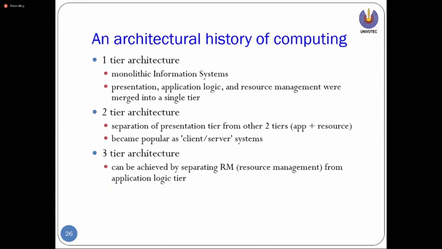Then three-tier architecture can be achieved by separating resource management from the application layer. So we have one-tier, two-tier, and three-tier architecture. Now, if we install our SQL Server on our machine, we are using one-tier or two-tier architecture, because the client, server, application and resource are all on our machine. But in three-tier architecture, there are different places with a server, three separate ones for the three-layer architecture.